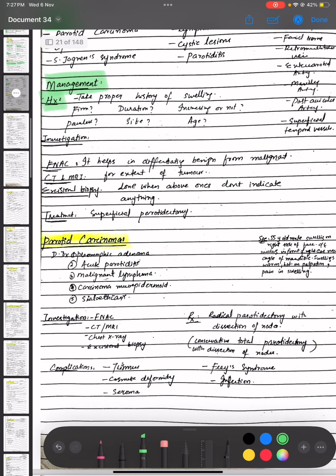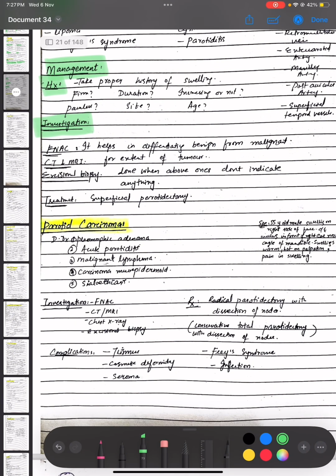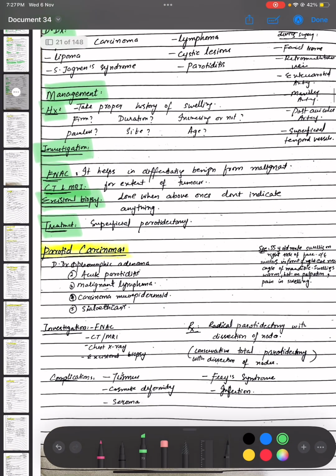What are the investigation options? First of all, we will do the fine needle aspiration, which helps in differentiating benign from malignant. Then we will do the CT scan and MRI for the extent of the tumor. Then we will do the excisional biopsy, which is done when the above ones don't indicate anything. Then treatment is done, that is superficial parotidectomy.